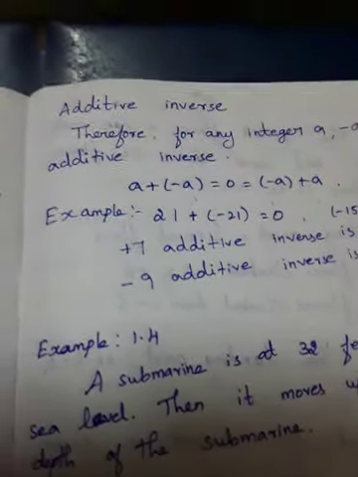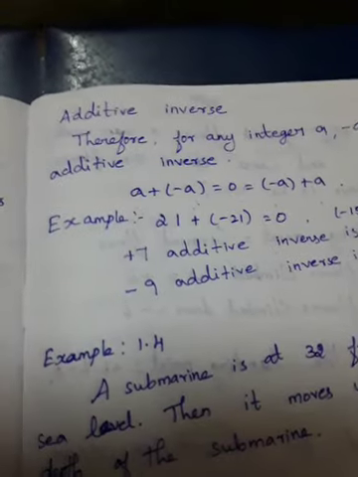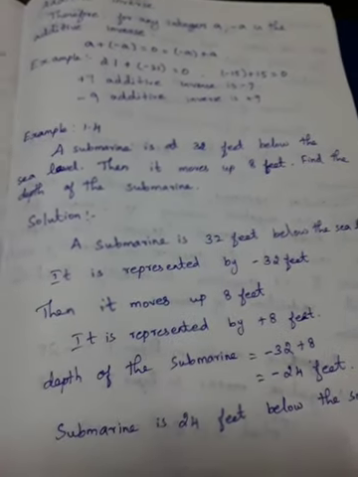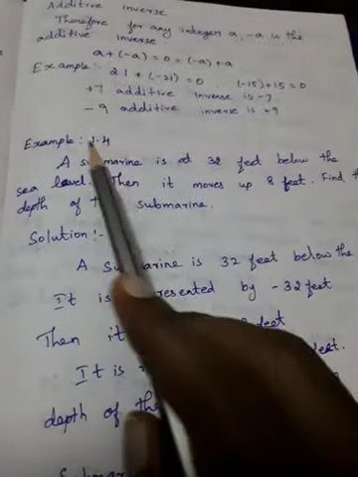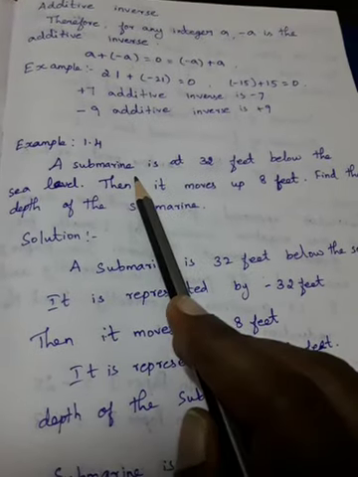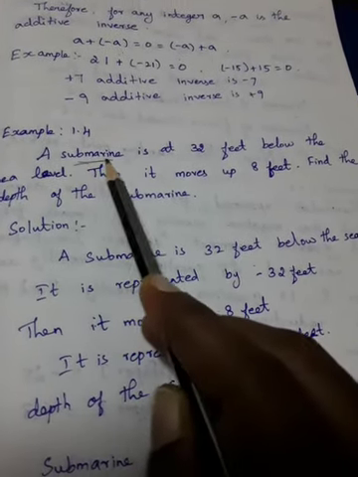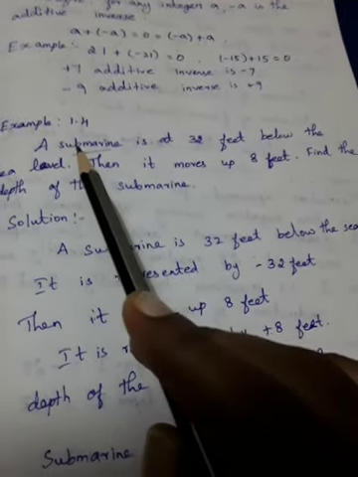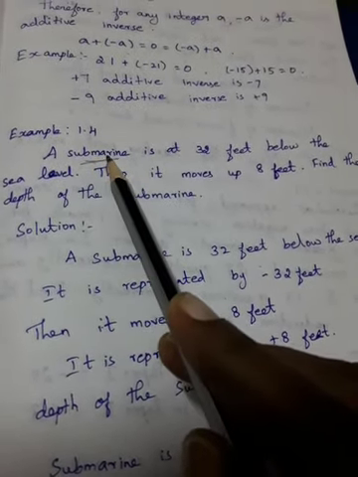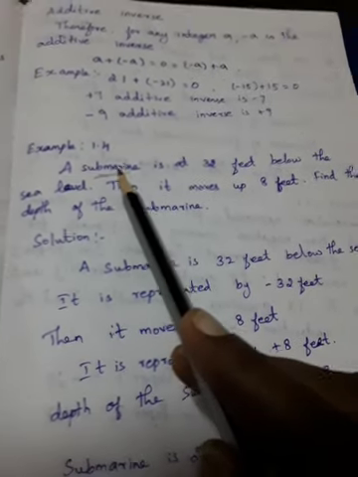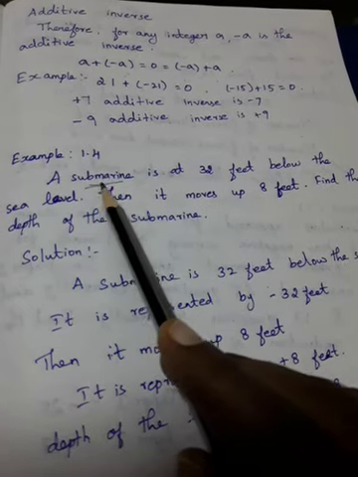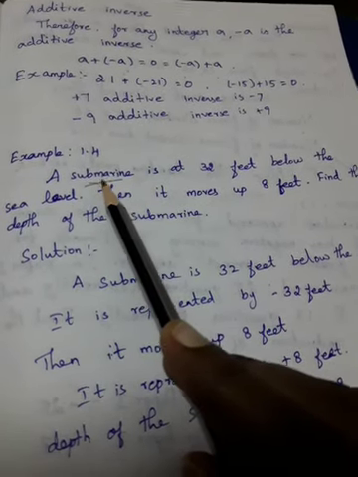Last class we have studied how we add the numbers using number line and directly. Now we are going to see some word problems. Okay, children? Listen. A submarine. What is a submarine? It is a ship that goes under the sea. For example, Neermulgi Kappal we say in Tamil. That is submarine.